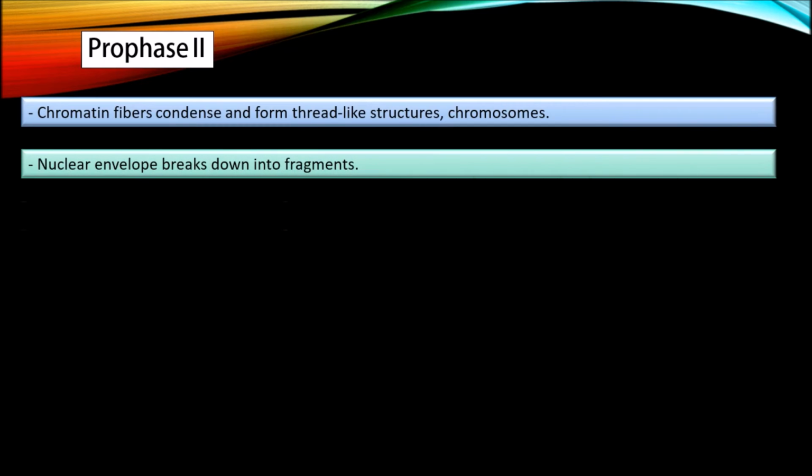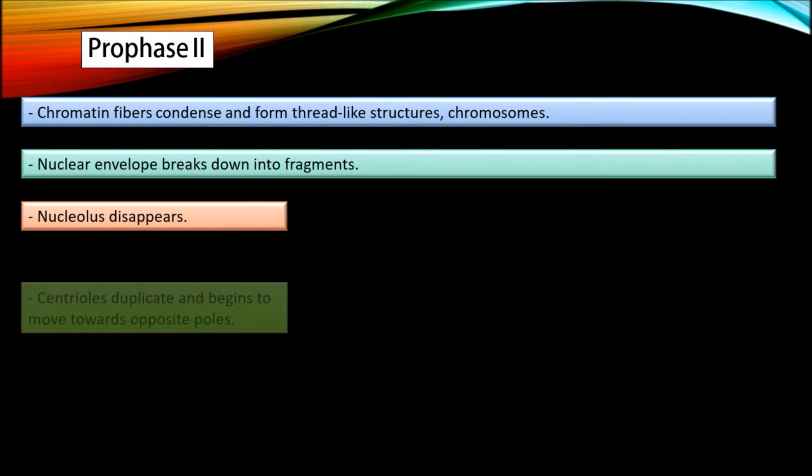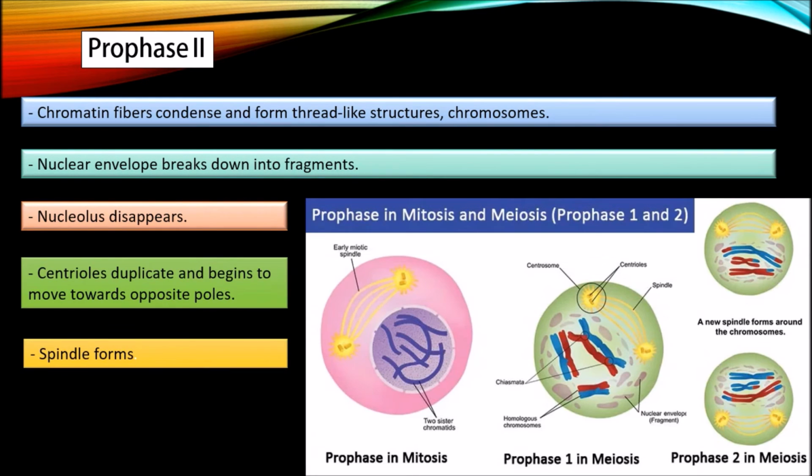Prophase 2. Chromatin fibers condense and produce X-shaped chromosomes with 2 sister chromatids. They can be easily seen under a microscope. The nuclear envelope breaks down into fragments, releasing the chromosomes. The nucleolus disappears. The centrioles duplicate and start producing the spindle apparatus. During late prophase 2, the centromeres of the chromosomes are moved to the metaphase 2 plate.